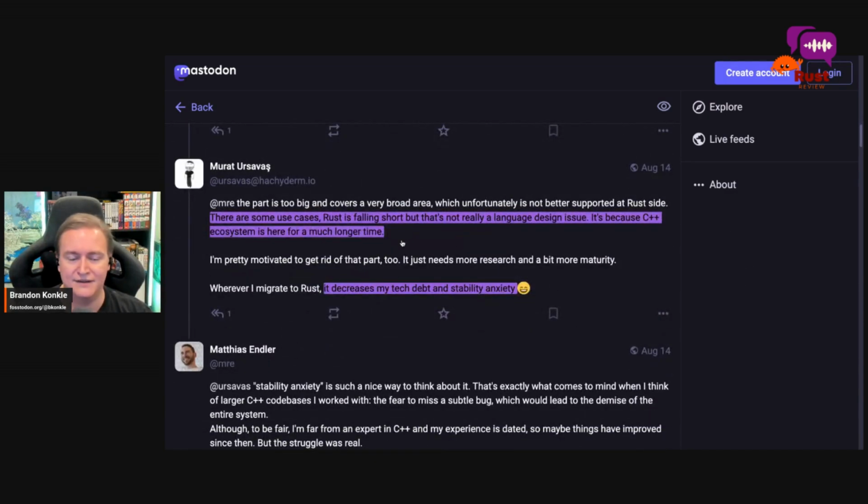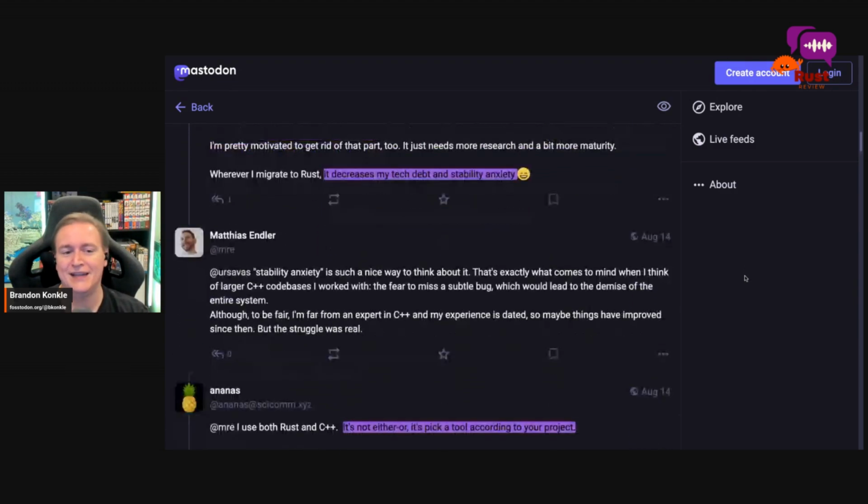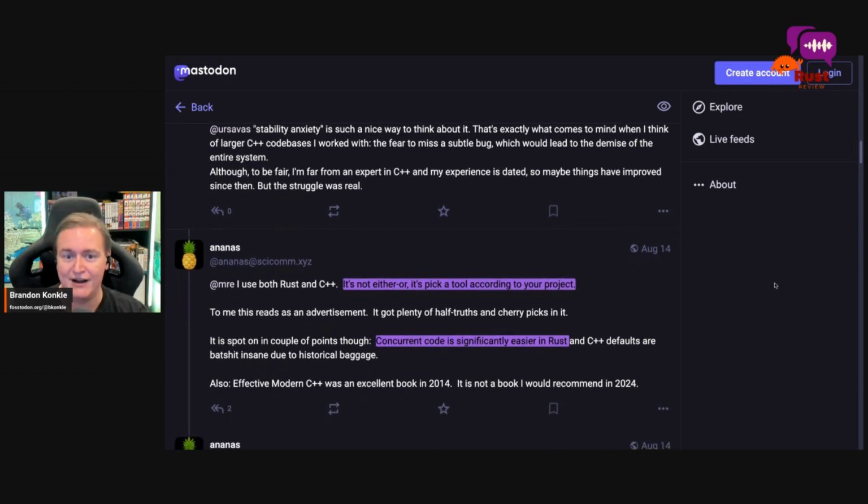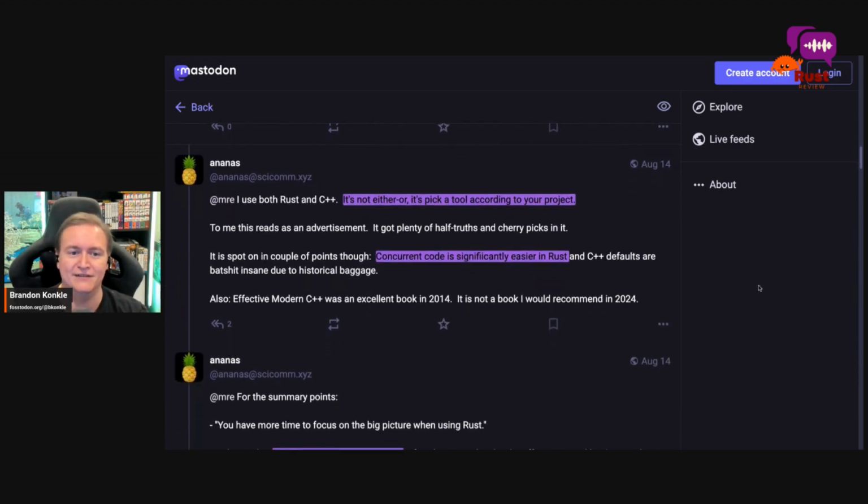He also talked about there are some use cases where Rust falls short. It's really, like I mentioned before, the C++ ecosystem has been here a lot longer. There are more mature libraries and things available. That's going to change with time and as people get more excited about it. But ultimately, he says, Rust decreases my tech debt and stability anxiety. And Matthias liked that. He said stability anxiety is a nice way to think about it. That's definitely how I feel about TypeScript and Go sometimes too. Just like, I think I've done everything right. I think I've checked off all the boxes, but there's still surprises that could hit. And I don't like that. And I have not had that same experience with Rust.